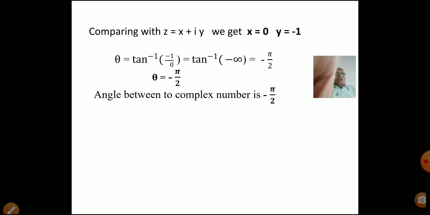Now in this way, in today's lecture we have seen the different forms of complex numbers, their formulas and related examples. That is, if I have given a complex number in rectangular form, after finding the value of r and theta, we can convert it into polar and exponential form. Now this is the end of my lecture. We will continue in the next lecture.